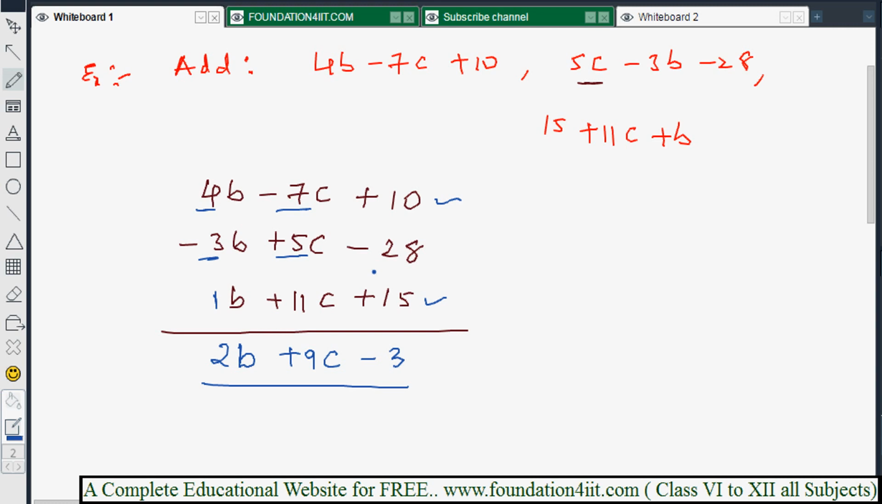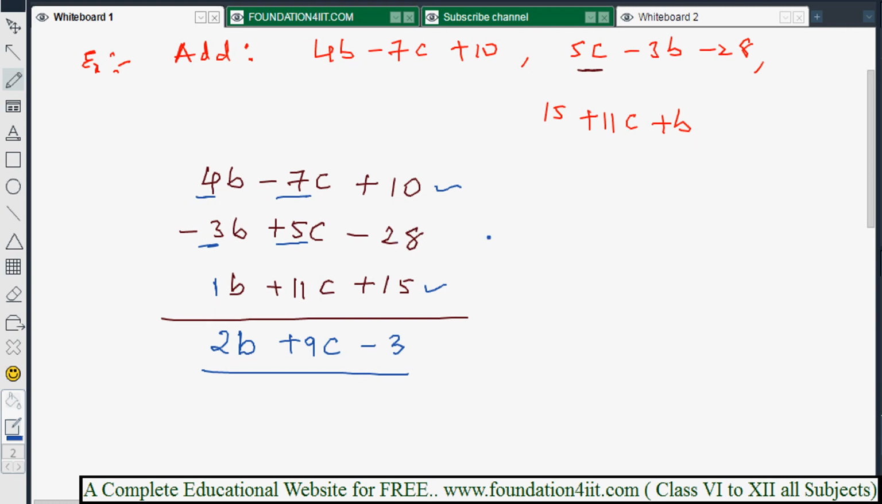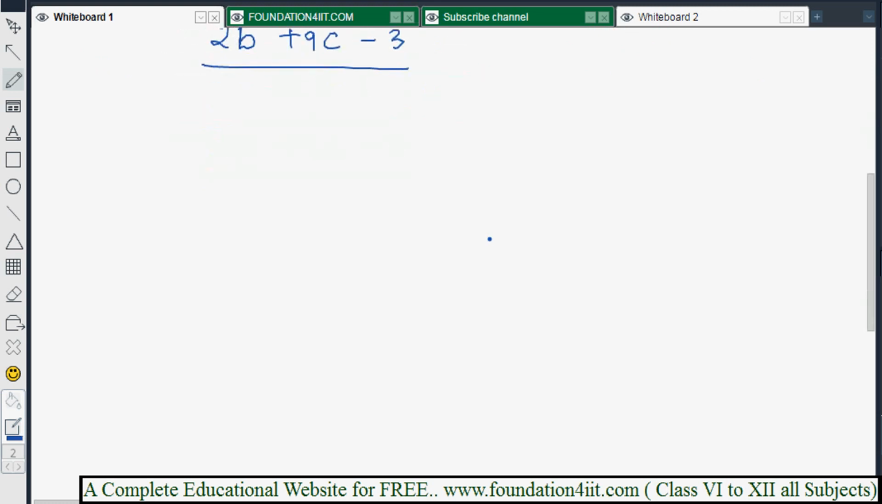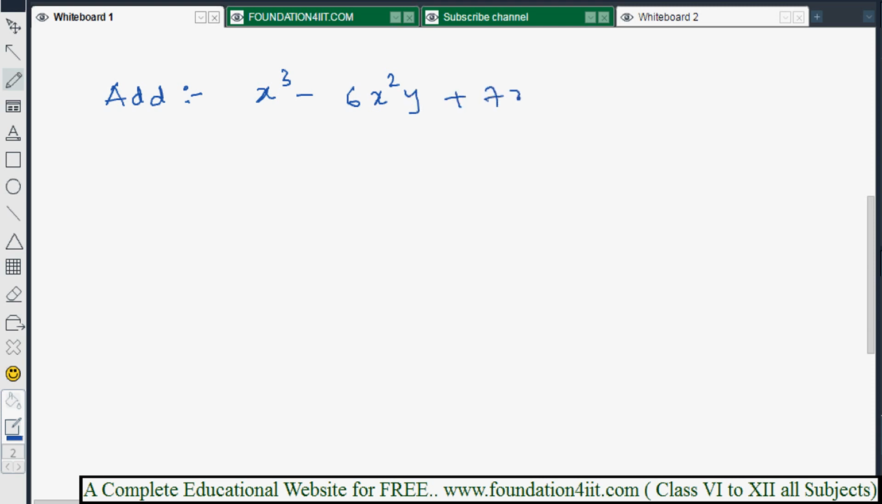And I'll explain one more example for clear understanding. We'll take more variables terms. Okay, let's see the question. Add x cube minus 6x square y plus 7xy square plus y cube.